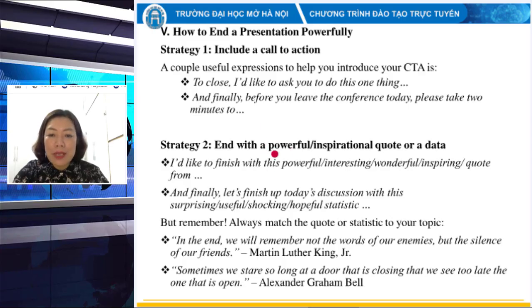And then you give the example. Yeah, you say, in the end, these are the example, the famous quotation. You say, in the end, we'll remember not the words of the enemies, but the silence of our friends. Or sometimes we stay so long at the door that is closing that we see too late the one that is open. Okay.